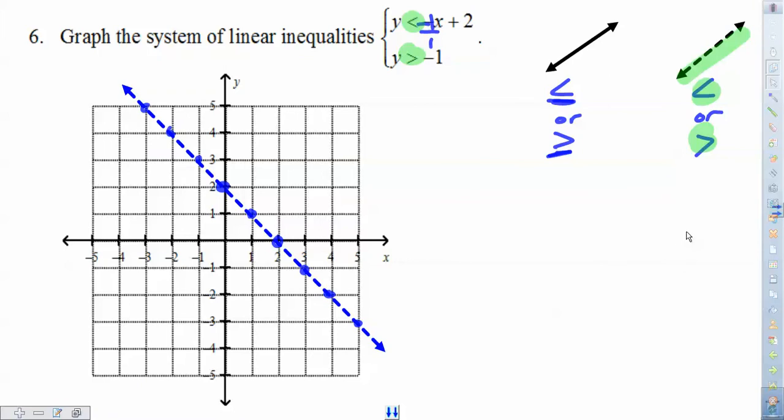Now the next part, shading above the line or below the line. One other distinction we can make here is if it's less than or equal to, we are always going to shade below the line. Greater than and greater than or equal to, we are always going to shade above the line.